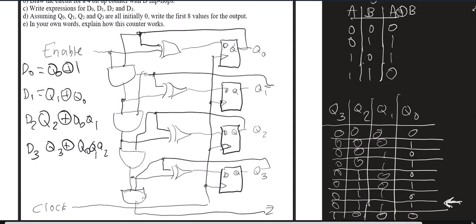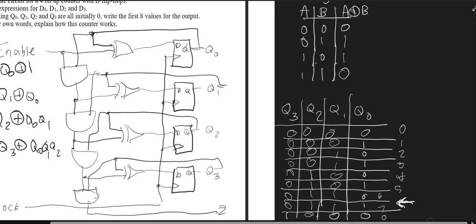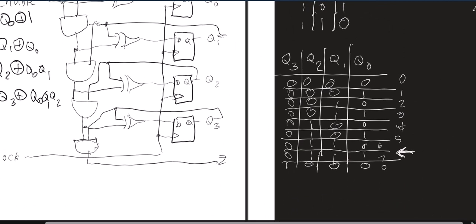Now, if you look here, this is a counter. We've got the binary numbers for 0, 1, 2, 3, 4, 5, 6, 7, and 8. Have y'all done binary numbers? Yeah, okay. So it does in fact work as a counter. And so let's talk a little bit about it.